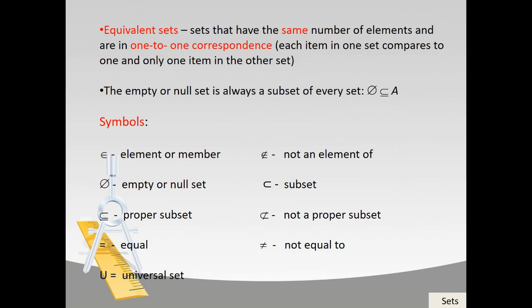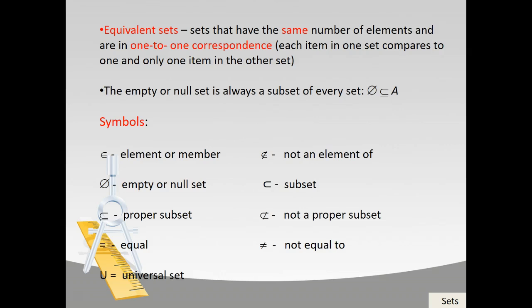Set A contains elements 1, 2, and 3. And set B contains elements 4, 5, and 6. None of those elements are copies of each other. However, both sets have 3 elements, so they correspond one-to-one. That means they would be equivalent.